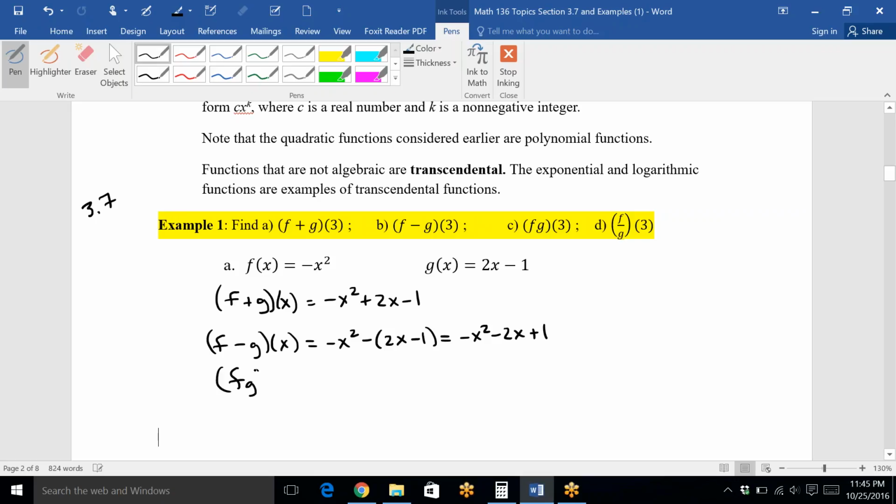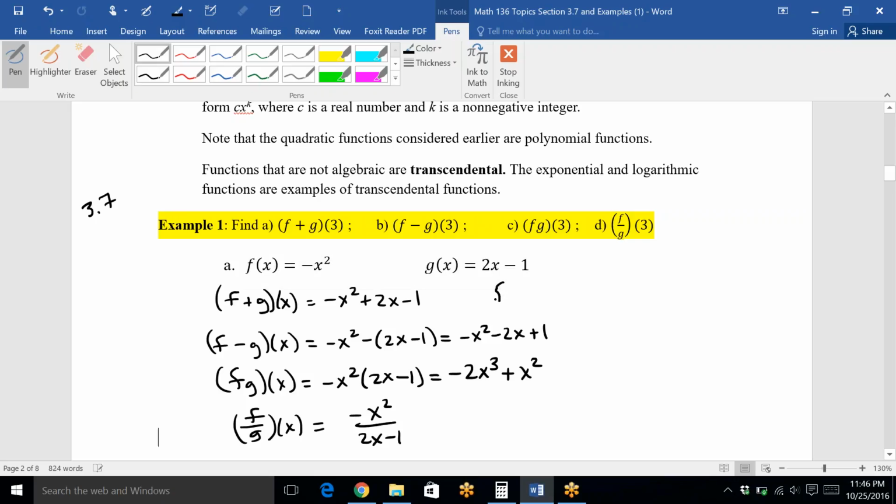When you times, you'll be multiplying or distributing. So that would be negative 2x cubed plus x squared. And then in division, we stack it as one on top of the other. So negative x squared over 2x minus 1. Now we're going to evaluate each of these at the value 3. And since these are both polynomials, the adding, subtracting, and multiplying will all be all real numbers. The only problem that comes in with division is positive 1/2, because you have to think about this not being 0, and that's not 3, so we're okay.